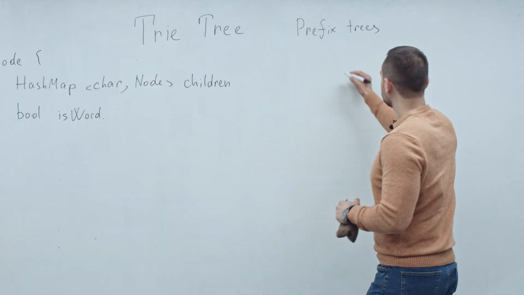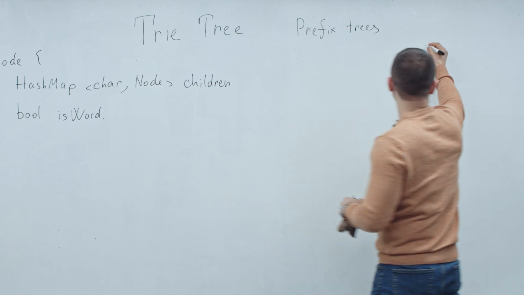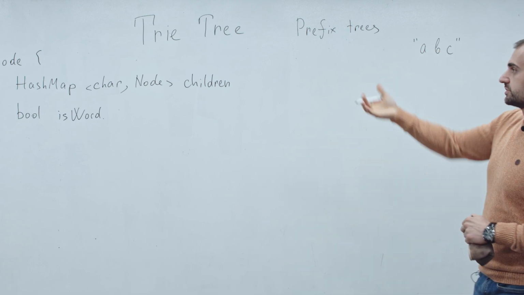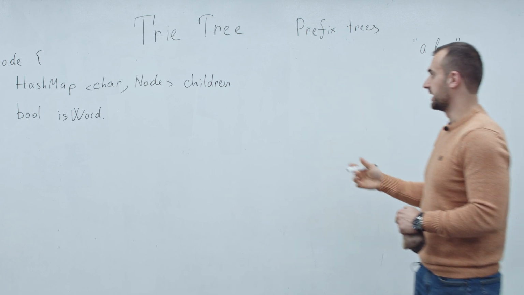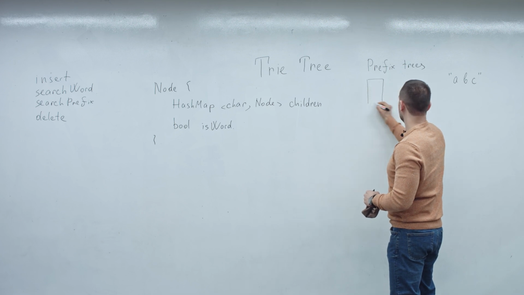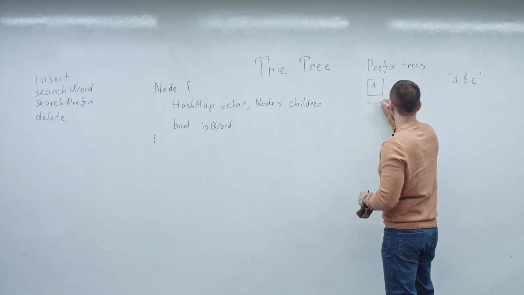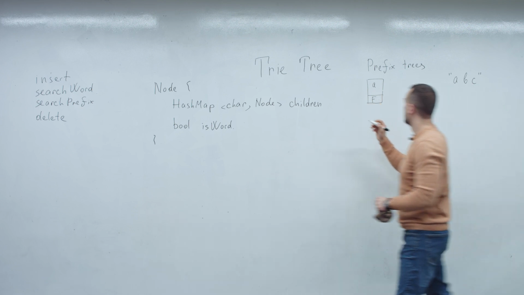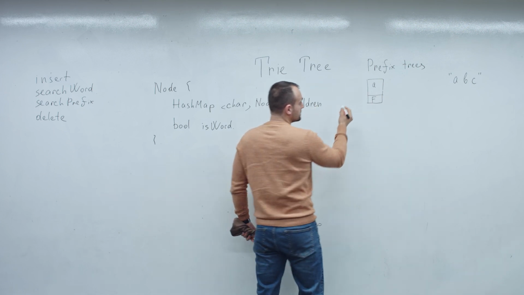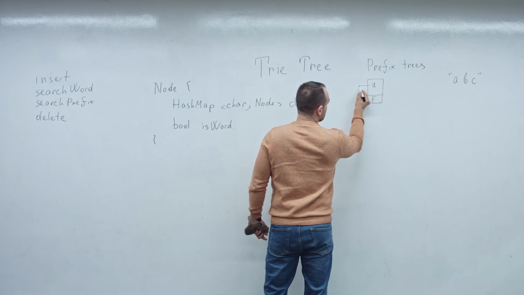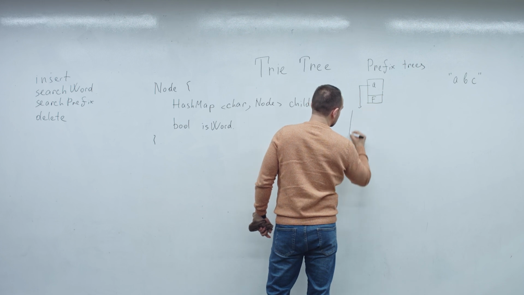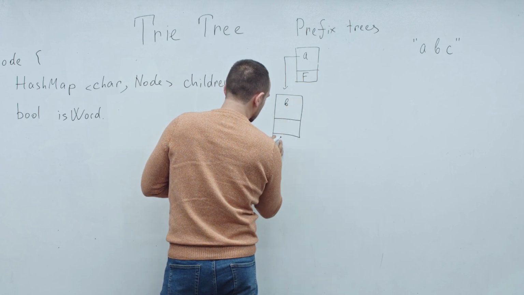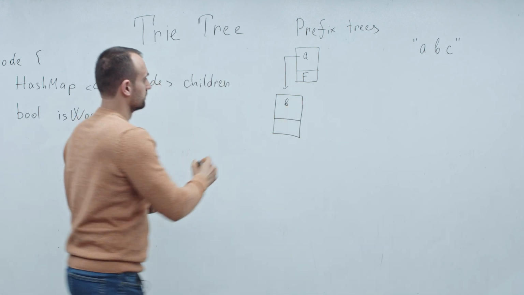Okay, so for example, I have the ABC string, right? And I want to insert it in this trie-tree. How do I do that? So in our root, we'll have this character A. I'll put false here. I'll explain later what it is. Now I want to insert this B. So I mean that I have another node and my A is looking at this B, right?